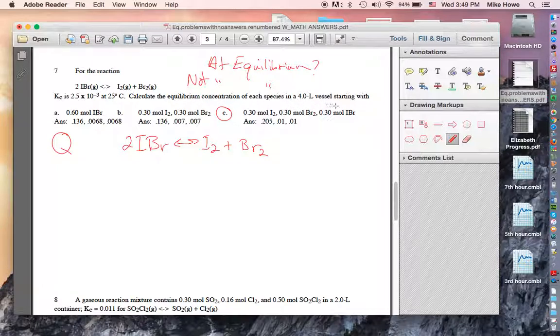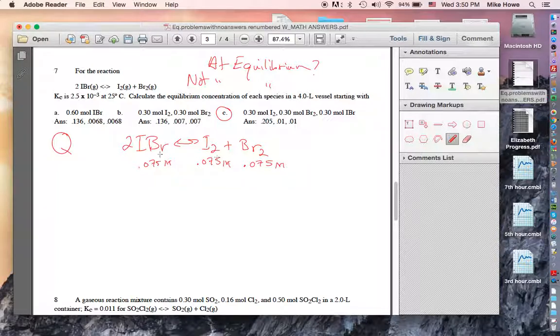Well, you know that in this case, they're telling us that they put the concentrations in a 4-liter vessel starting with. So chances are those are not at equilibrium. I'm going to remind you that 0.3 divided by 4 is 0.075. Since you're given both moles and liters, you must find the molarity. So the original concentrations of everything here are 0.075 moles per liter. That's capital M, molar.